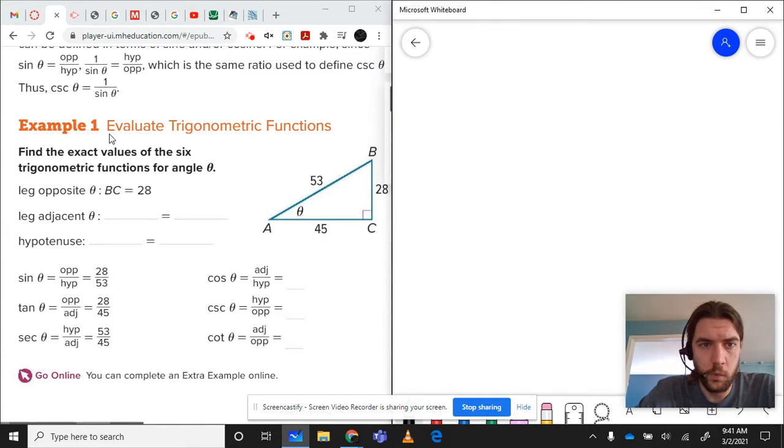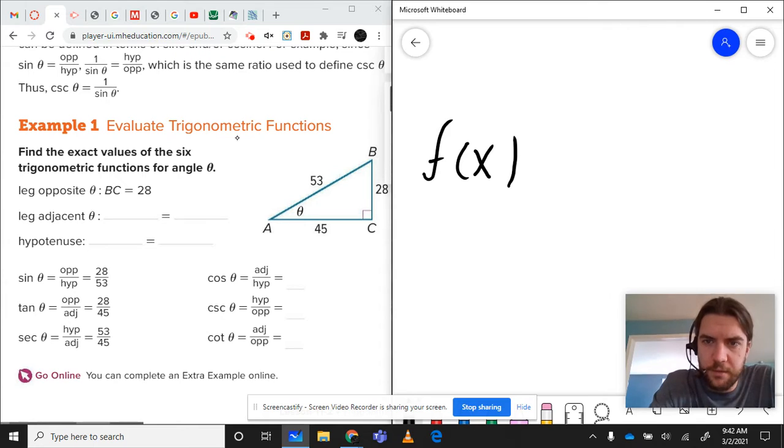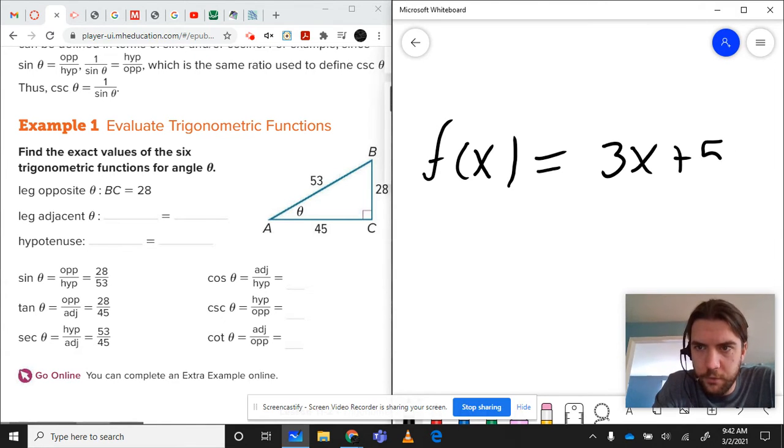Okay, on example one, we're asked to evaluate trigonometric functions. Before we do that, I want to make a hopefully brief aside where I can talk about this idea of a trigonometric function again. So when we think of a function, we think of something that has inputs and outputs. So it's kind of like a little machine and it follows some rule.